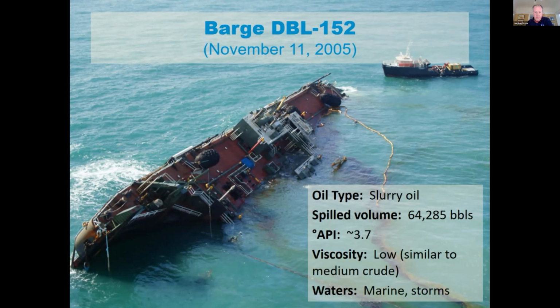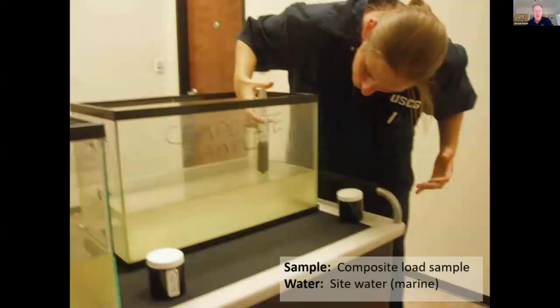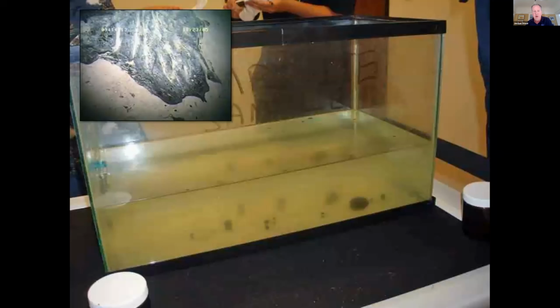And as a demonstration, at the command post, we grabbed a composite load sample of the oil and an aquarium filled with site water and squirted the oil into the site water. And you can see it went straight to the bottom. And interestingly, because it was a low viscosity oil, it formed oil droplets of lots of different sizes, right?